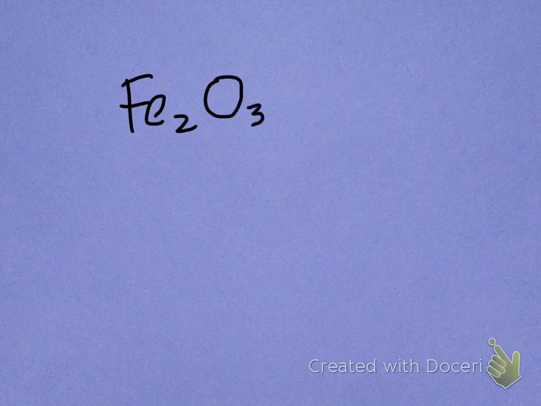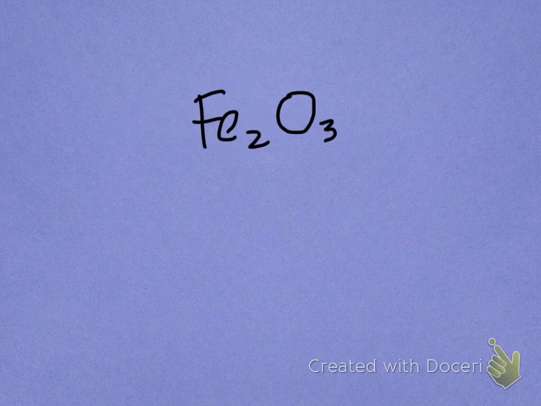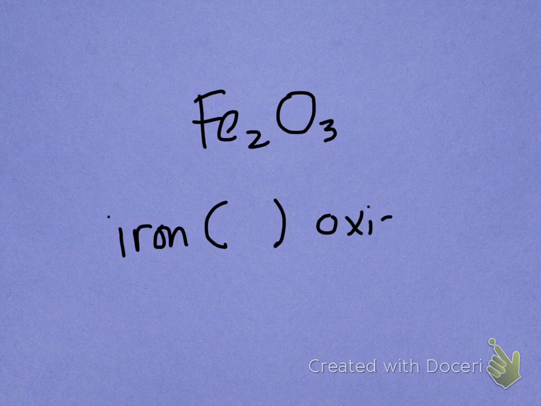Let's do Fe2O3. Okay, so what do you know this is? Iron something oxide. And interestingly enough, iron oxide comes in two colors as well. There's a black form of iron oxide and what we would think of as a rust-colored form. And in the wild, rust is a combination of the two. So I can never remember which is which.